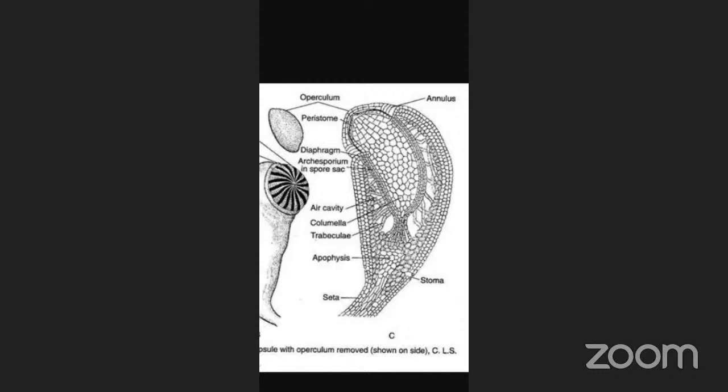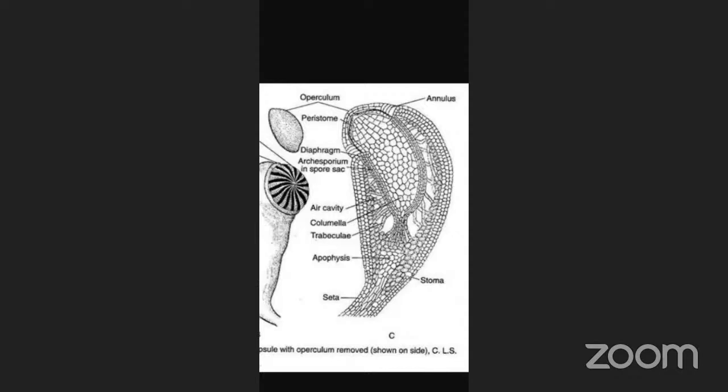So the apical part of the seta is expanded into the apophysis. Apophysis is also a sterile one. The cells have chloroplasts, the epidermis has stomata, and the central conducting strand extends into the apophysis. Below the hypodermis, the chlorenchyma is there, that is the air cavities, and between the air cavities, the air chambers are divided by trabeculae.